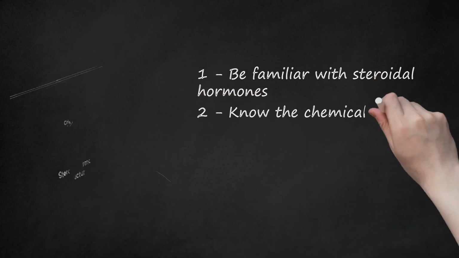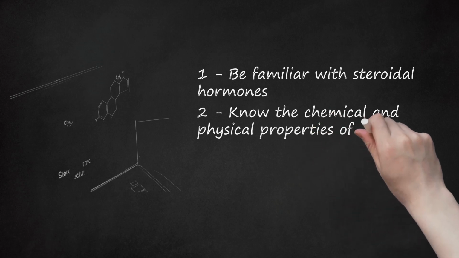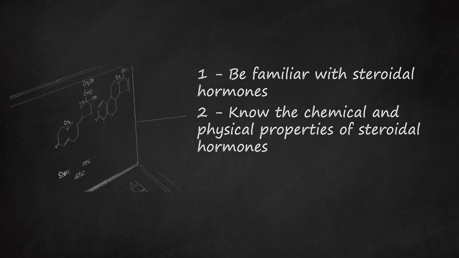2. Know the chemical and physical properties of steroidal hormones. Steroidal hormones are, by virtue of their insolubility in the blood plasma, unable to travel to their target locations by themselves. Namely, they have to be bound to a chemical compound that makes them soluble in water. This can be achieved by binding the steroid hormone to a carrier macromolecule that can be a large protein. This in turn can make the whole complex soluble in water.